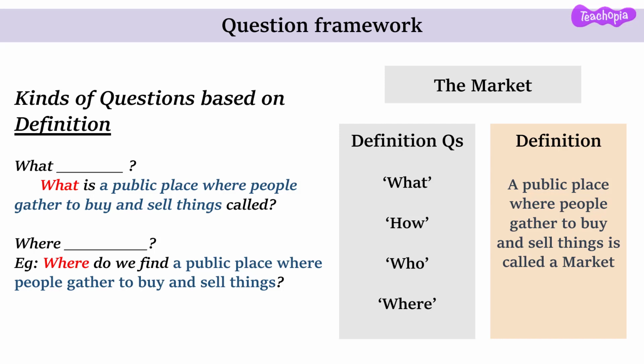Now, if we have to build questions based on the definition of the market, these question starters can be used. What, how, who, and where. Questions starting with what can be something like this. What is a public place where people gather to buy and sell things called? If the question starter is where, a question like, where do we find a public place where people gather to buy and sell things? Such questions based on the definition can be used just based on our question starters.